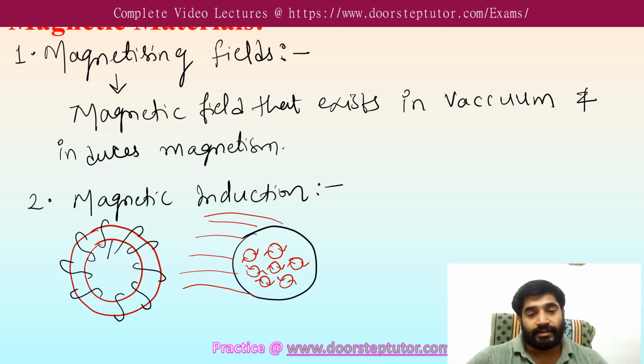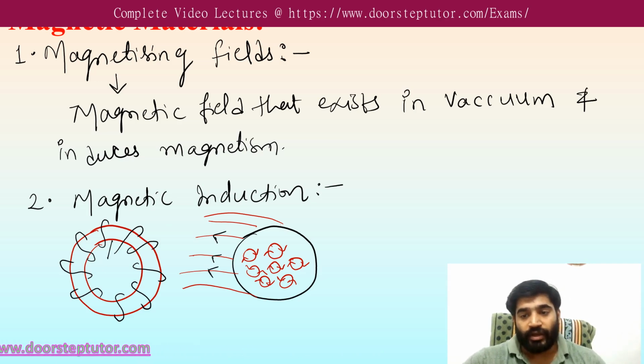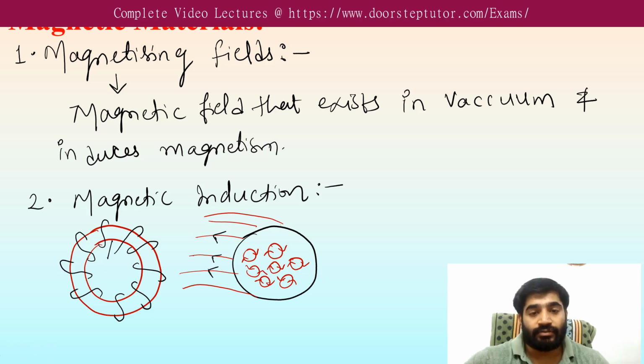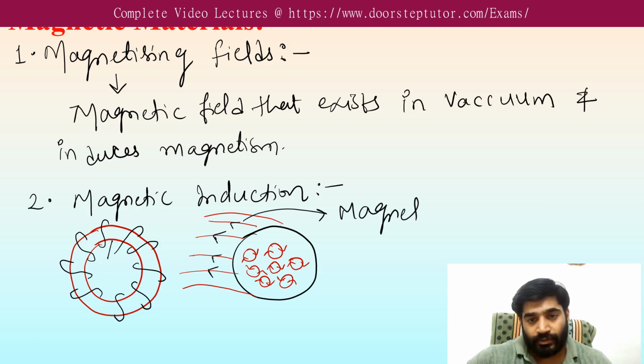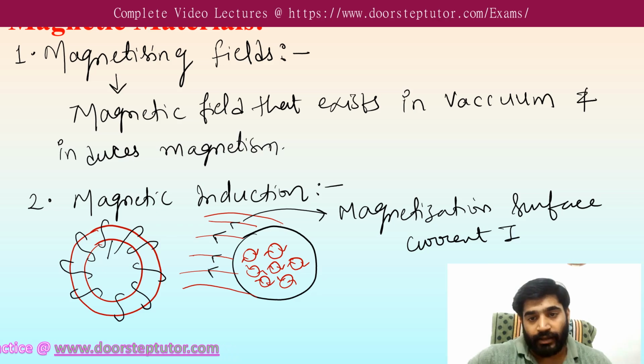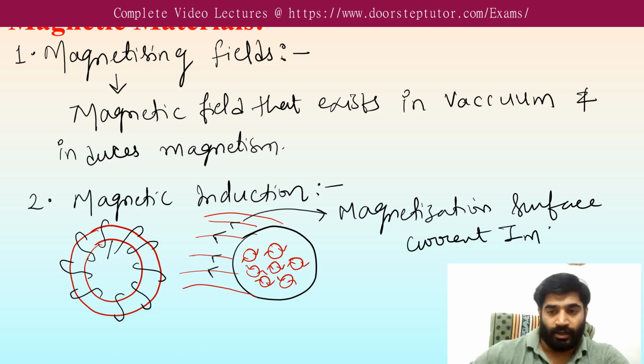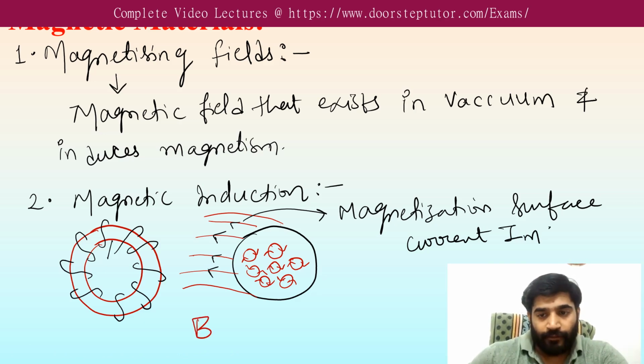That surface has your induction current, or what we call the magnetization surface current, and this is what we call IM. This magnetization current leads to a magnetic field inside the material, which is mu naught IM.